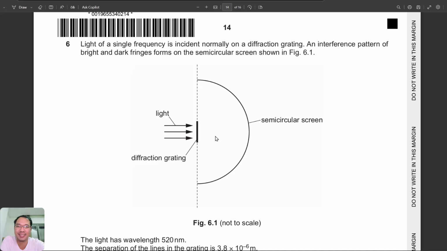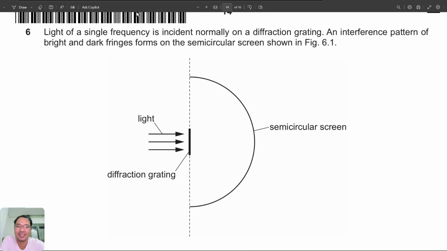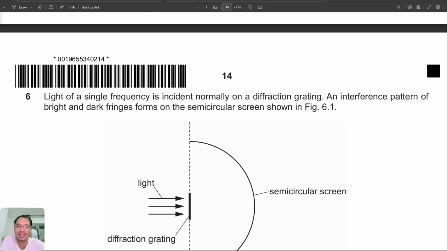In this video, we'd like to help you and explain in detail how to solve problems related to the topic about waves and wave phenomena such as diffraction, interference, and stationary wave. The first question that we'd like to explain is question number 6 in the paper from this summer, May 2024, paper 2.2, the second version.